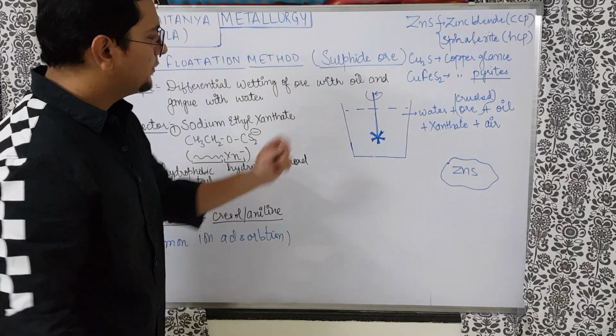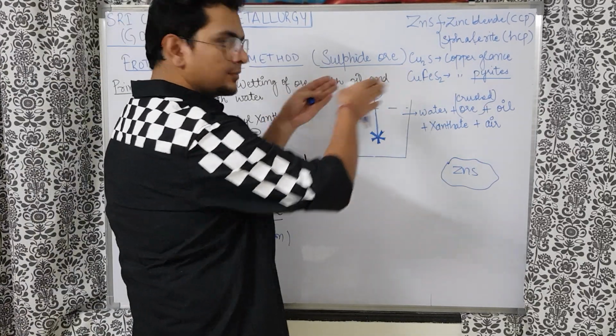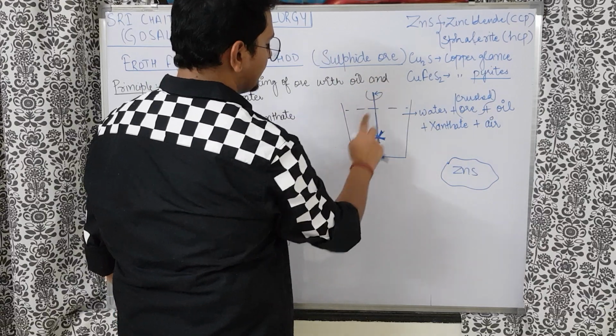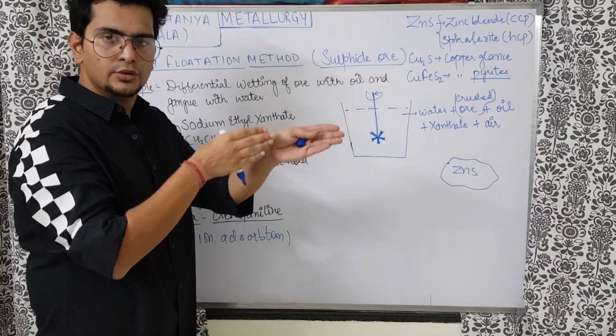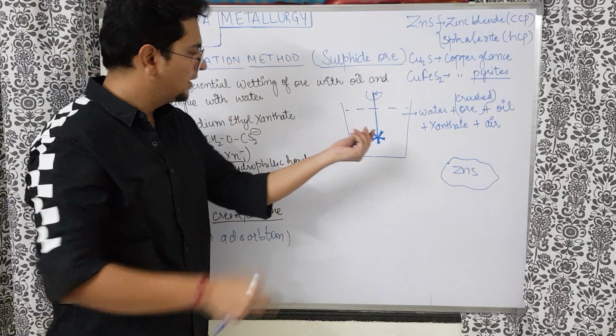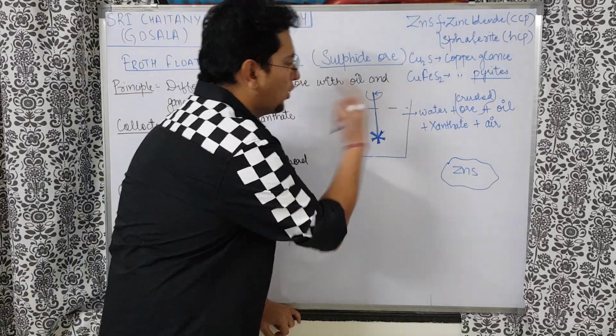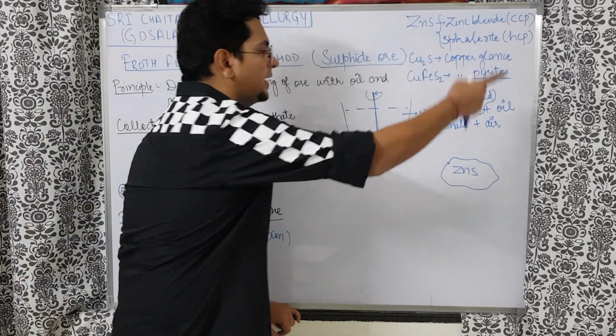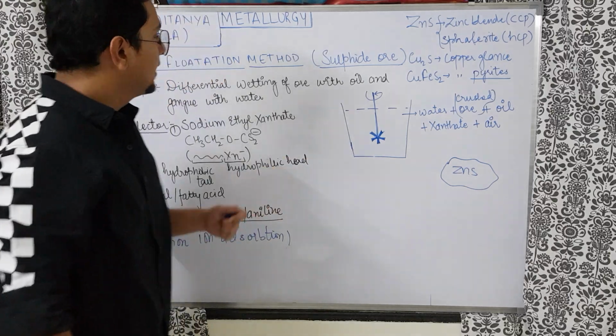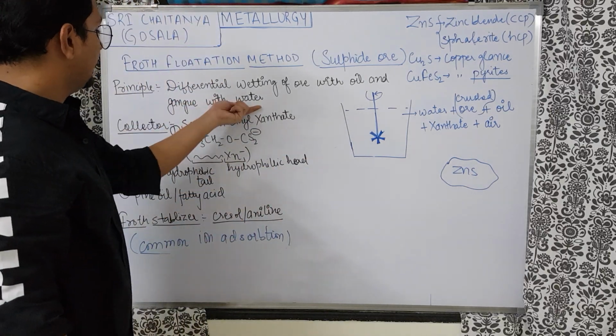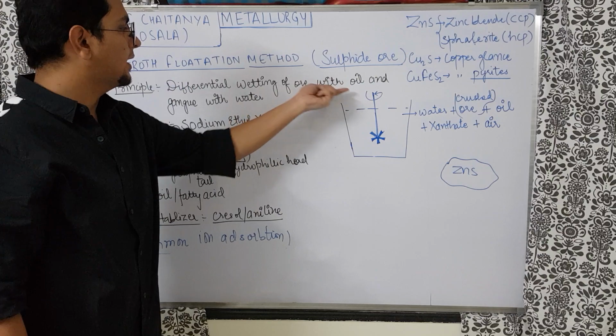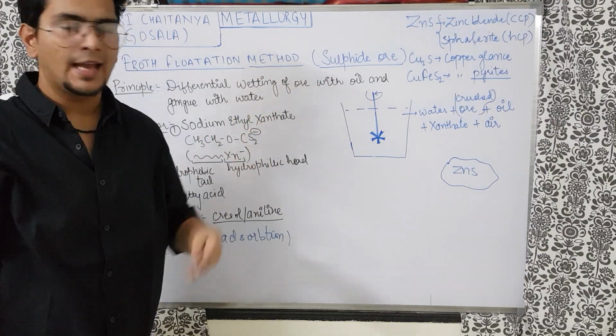Then what we do, we have this beater. It will rotate, just like a mixer grinder you have at home. It will stir the whole mixture properly, so everything will mix with each other. And as we know, the water will get attracted towards the gangue. The oil will cover up the ore. That is the main thing happening.